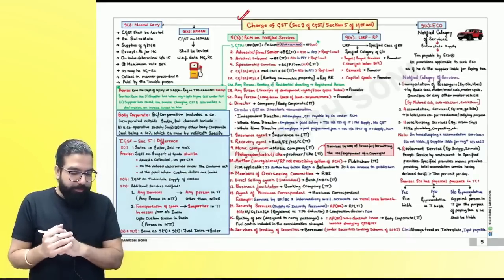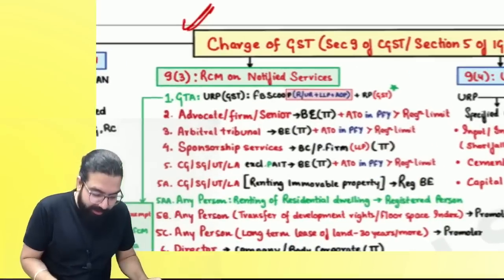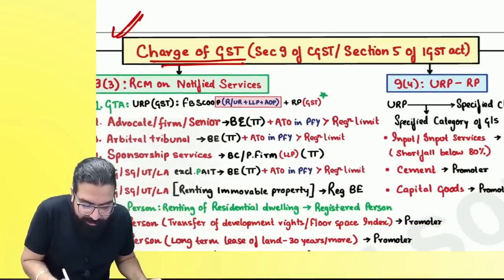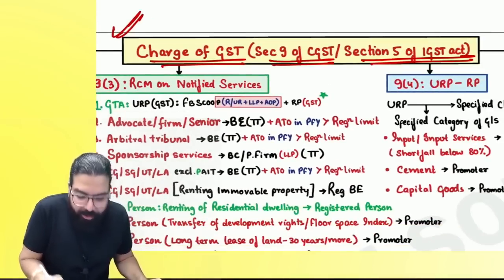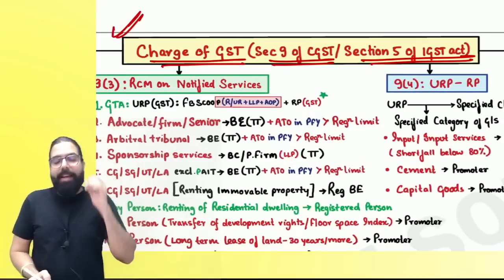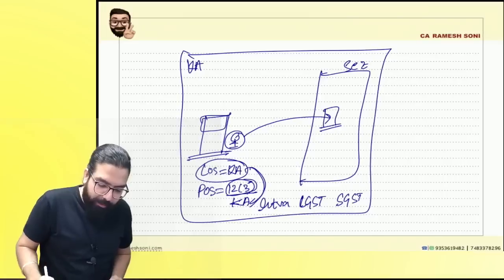Everyone over here now. Charge of GST. Charge of GST ka chapter. Section number 9 of the CGST Act and section number 5 of the IGST Act. People, can we take a quick linking of the chapter?